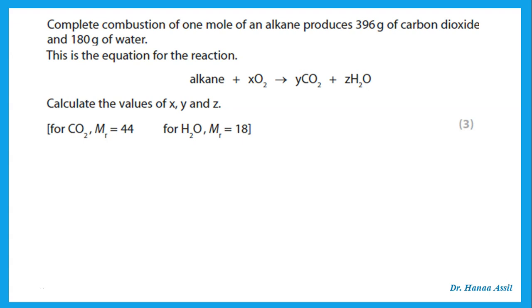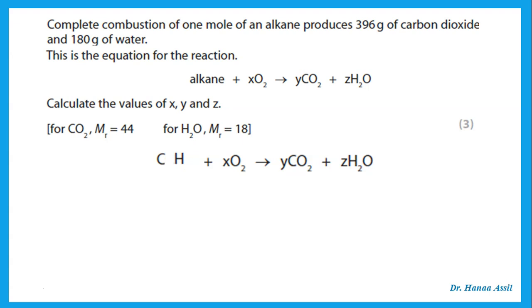This is another type of question in which we're told that complete combustion of 1 mole of an alkane, if you remember, alkanes have carbon and hydrogen only, produces 396 grams of carbon dioxide and 180 grams of water. What are X, Y, and Z? What's the number of moles of oxygen needed to react with the alkane, and the number of moles of carbon dioxide, and the number of moles of water? And from that you can tell the formula of the alkane.